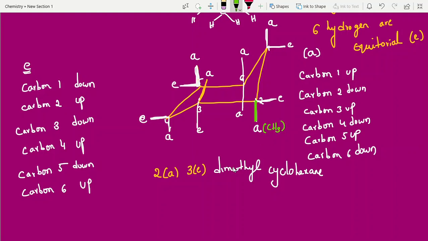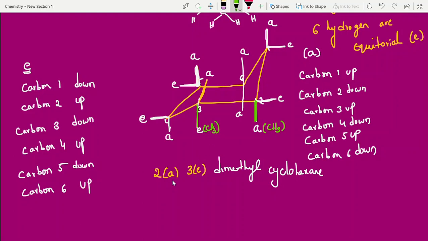Clear? Next, 3 equatorial. Where is the third carbon? Yes, this is third carbon. Third carbon, this is up one axial, down one equatorial. That means this down you can write here methyl group. That's it.